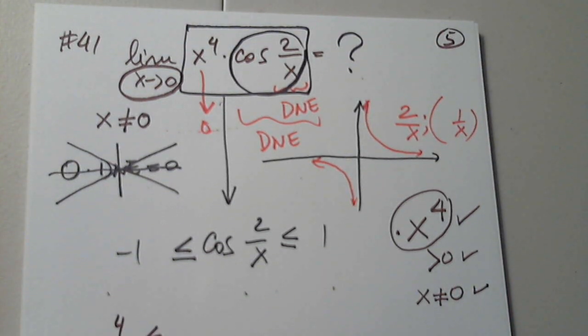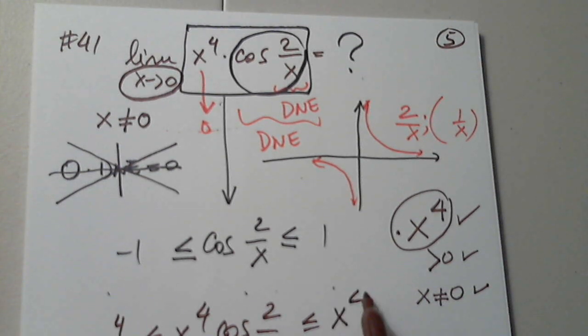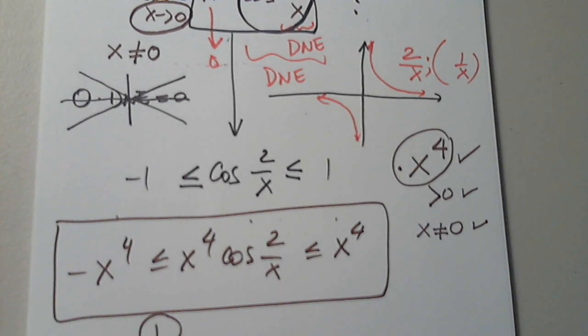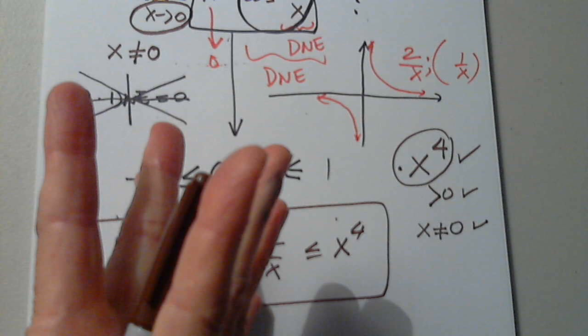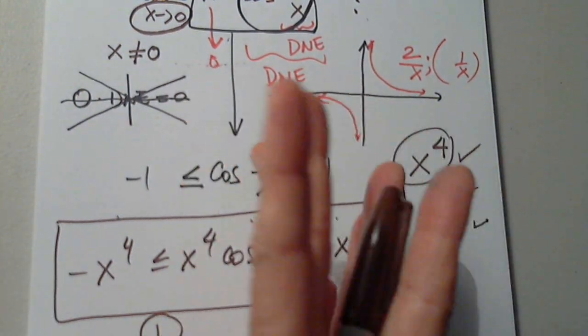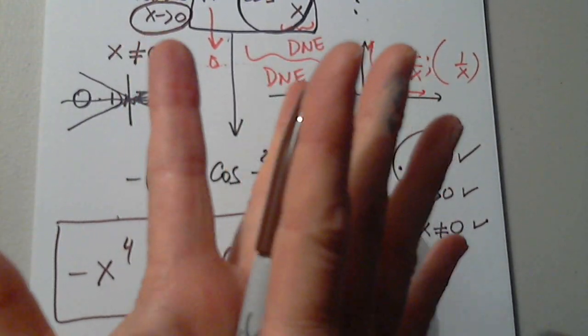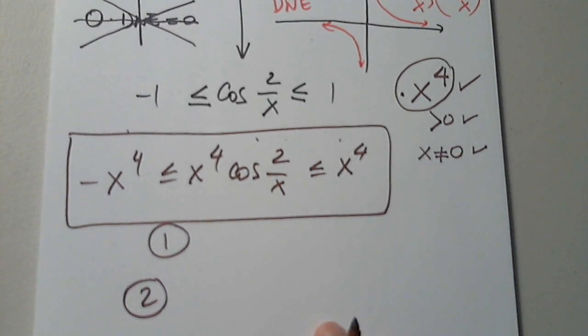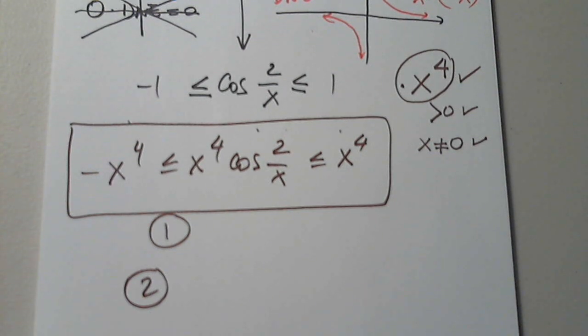Negative x to the fourth is less than or equal to x to the fourth cosine 2 over x, which is less than or equal to x to the fourth. This is the first hypothesis of the squeeze theorem. Below, I have negative x to the fourth. Above, I have x to the fourth. And in the middle, I have x to the fourth cosine 2 over x. What is the second step or the second hypothesis that I have to show?